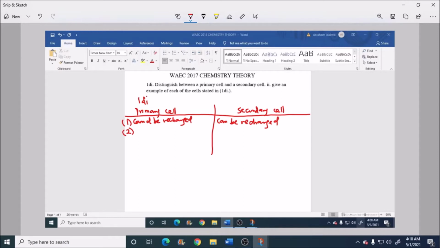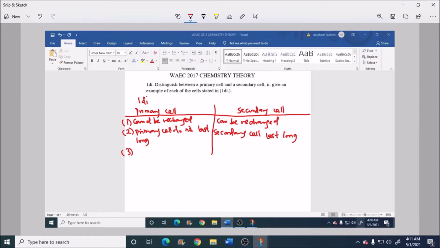Number 2, primary cell do not last long, while the secondary cell lasts long. So this is number 2.